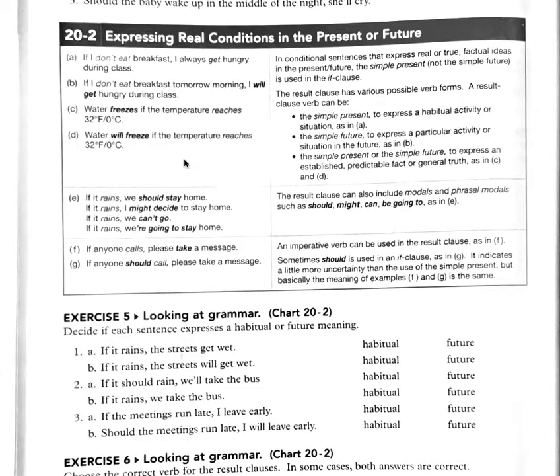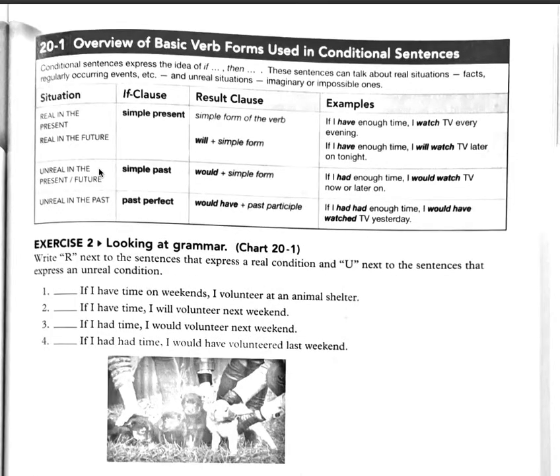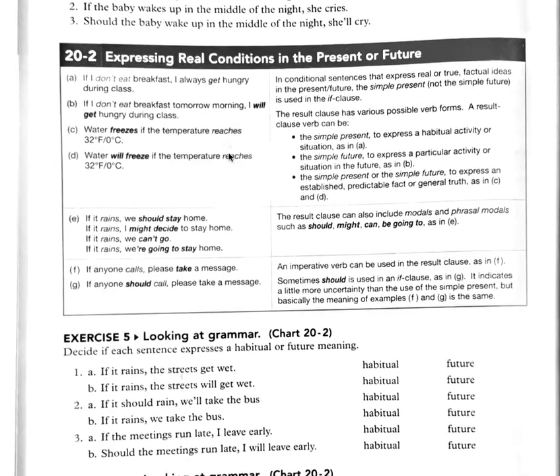expressing real conditions in the present and future. So this chart here, ladies and gentlemen, all of this chart is right here, in this part right here. Real in the present, real in the future, from page 427. The if clause is going to be simple present verb. The result clause, simple form of the verb if it's in the present, and will plus the simple form of the verb if it's in the result clause. Okay?